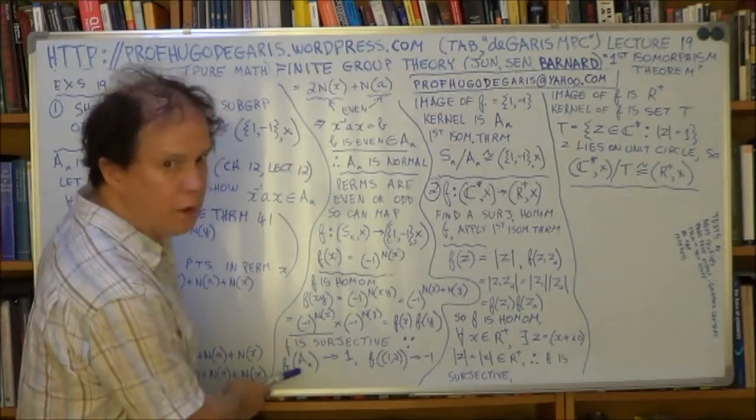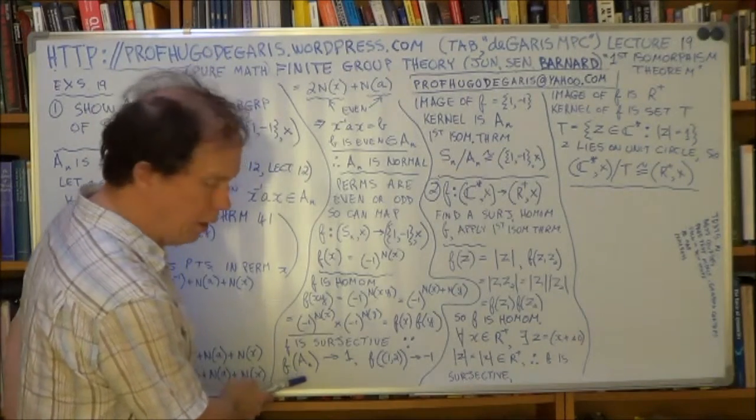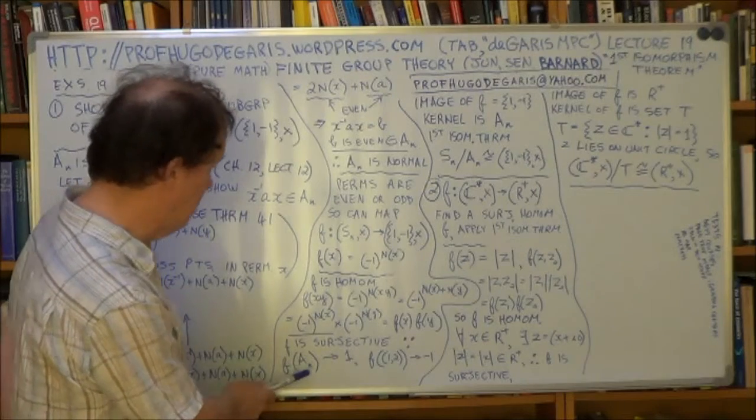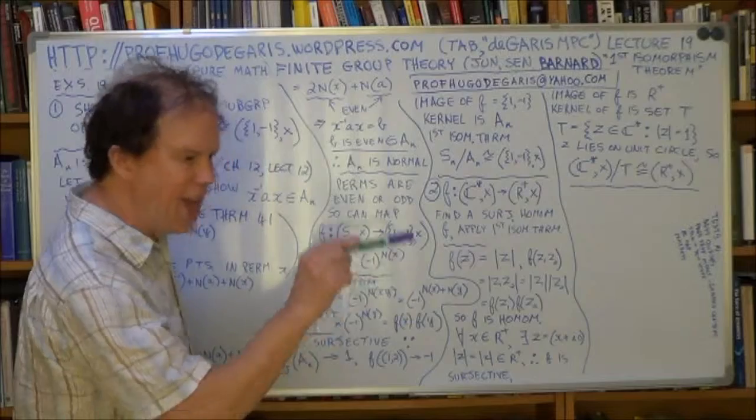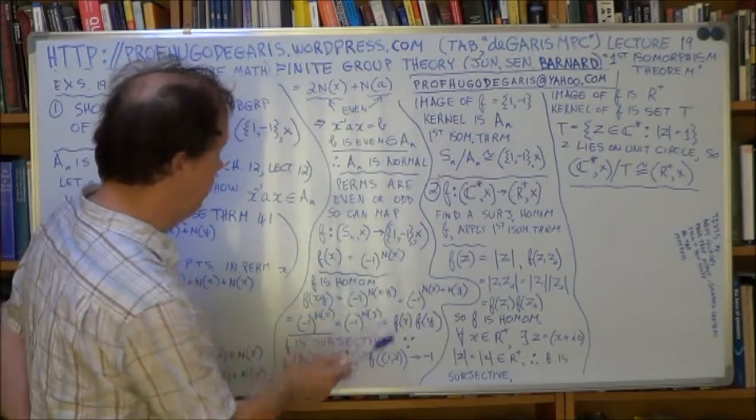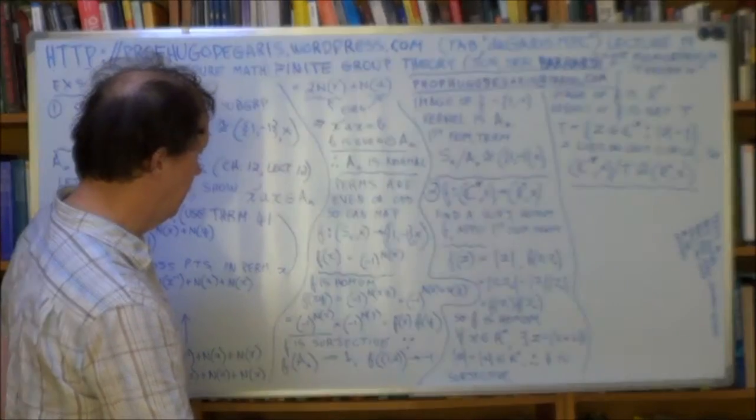The elements of the alternating group are all even permutations. So for each one of them, n of x here will be even.